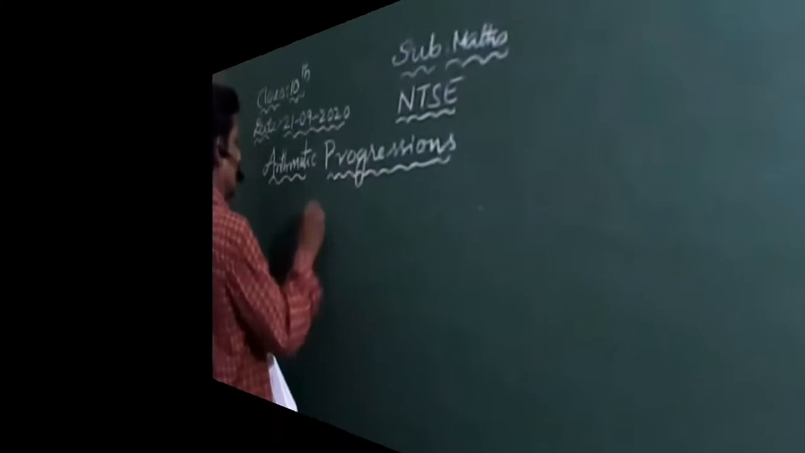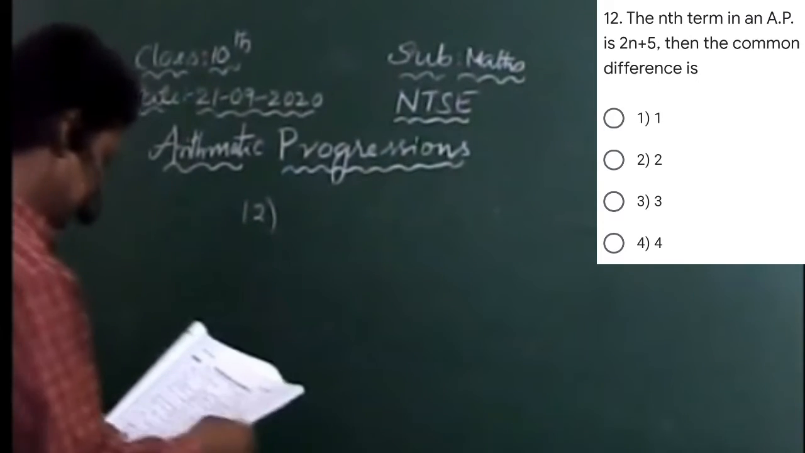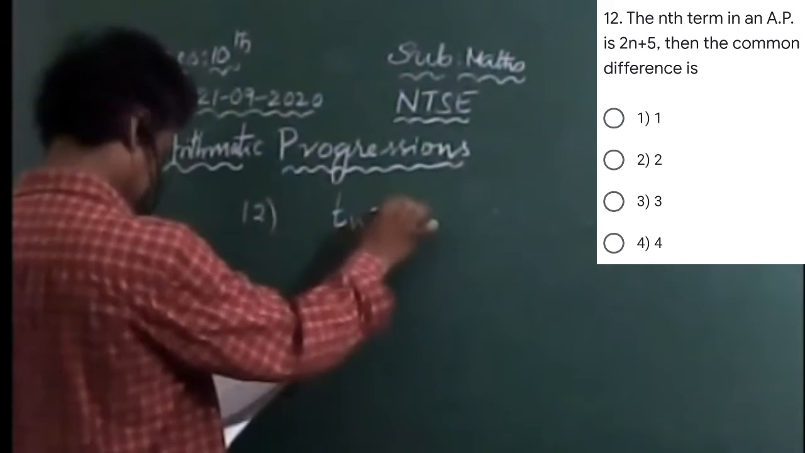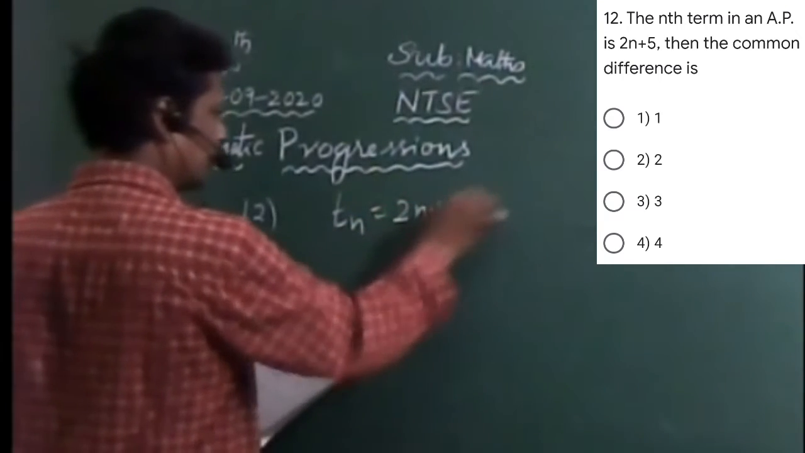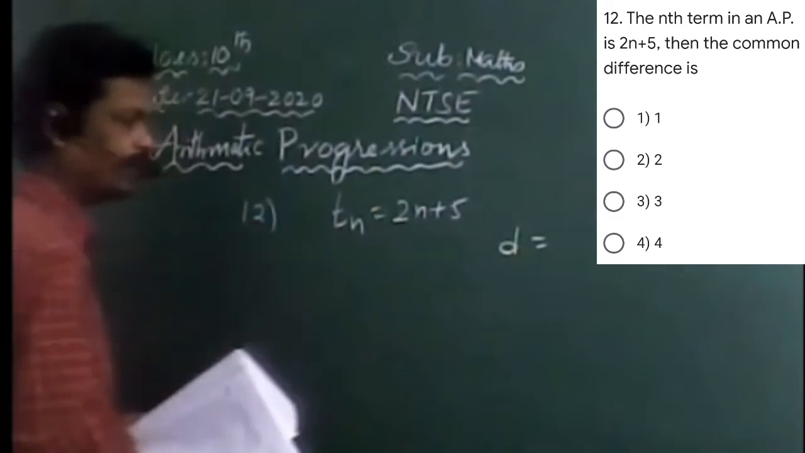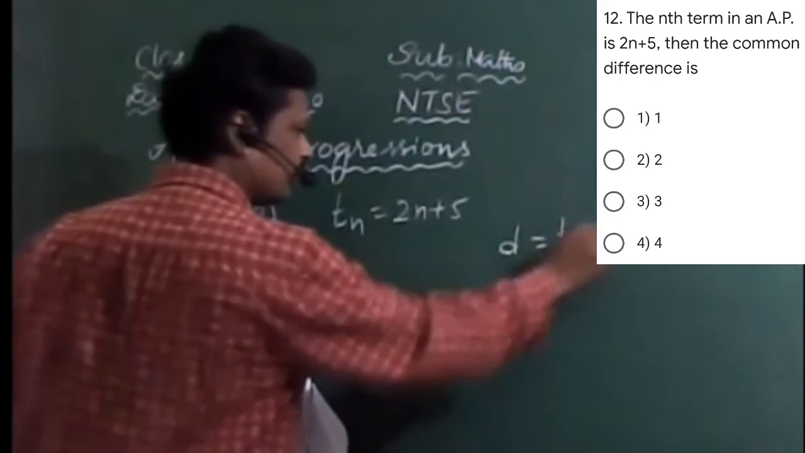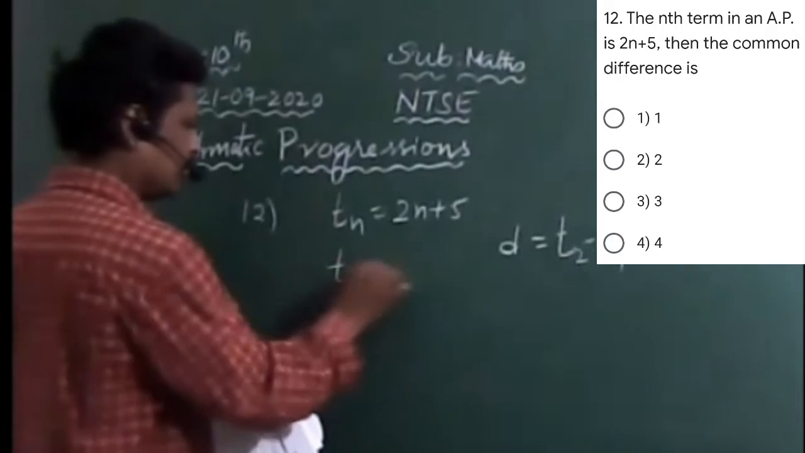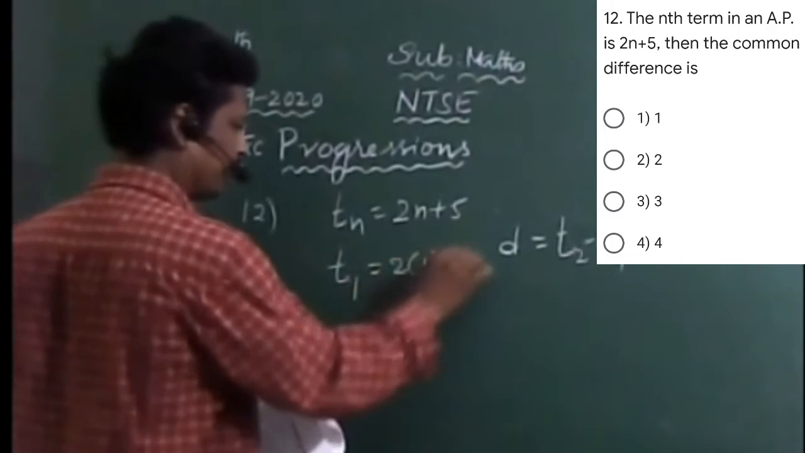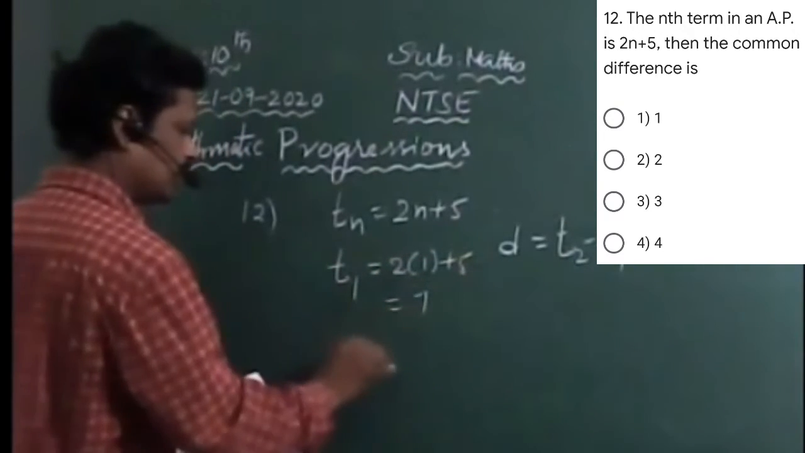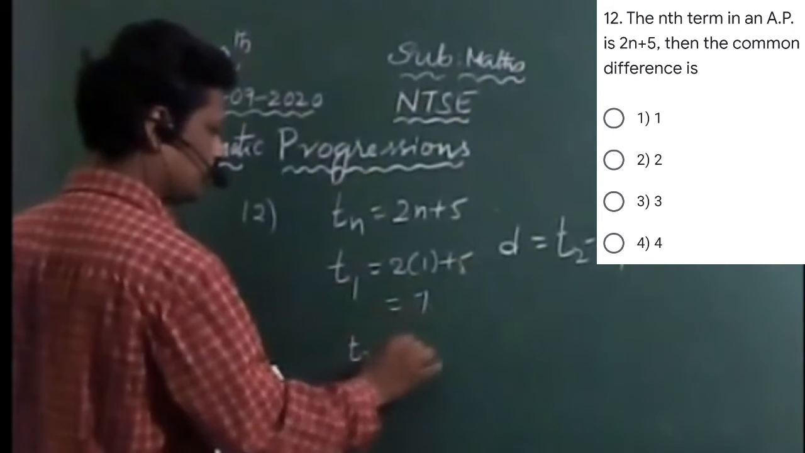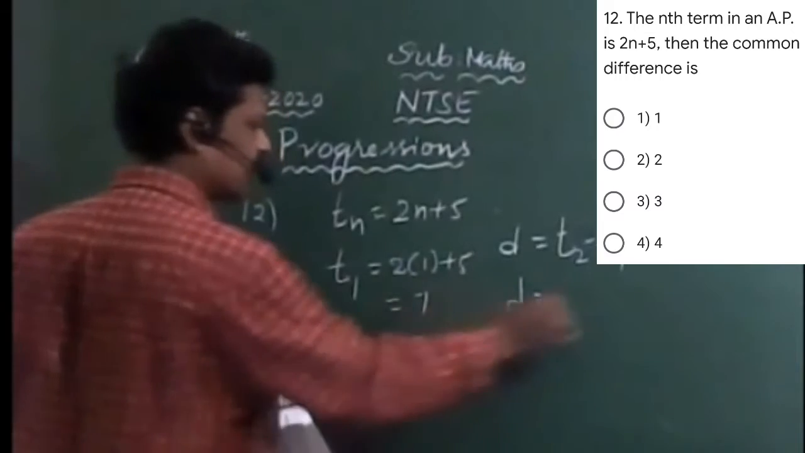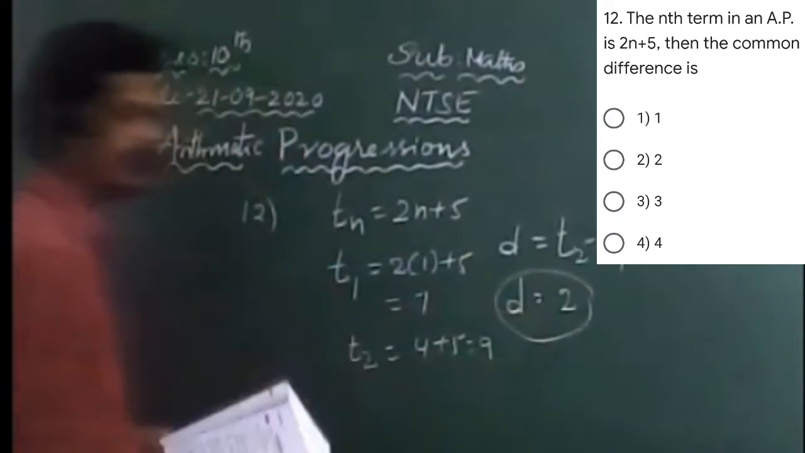11th sum. The nth term Tn is given, 2n plus 5. Then find the common difference. So common difference means you can use T2 minus T1. Let us find T1 and T2. So substitute 1: 2 into 1 plus 5, which is 7. T2, n value 2: 2 2s are 4, 4 plus 5, 9. So the common difference they're asking, 9 minus 7, which is 2. Common difference.